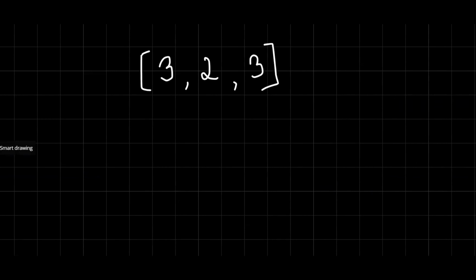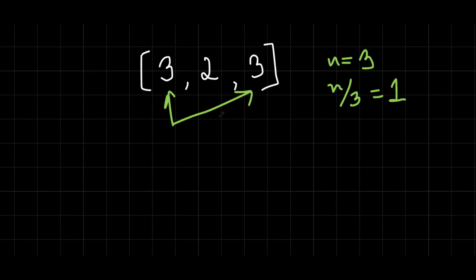For the simplicity of the algorithm, we have taken the first example. Here, the array has 3 elements, which are 3, 2, and 3. So here we can say that the value of n is 3. So the limit will be n by 3 or 3 by 3, which is definitely 1. So in this problem, we have to return all the elements that appear more than 1 time. So here we can see that the element 3 appears 2 times. So we have to return 3 as a list. So this is the basic problem.